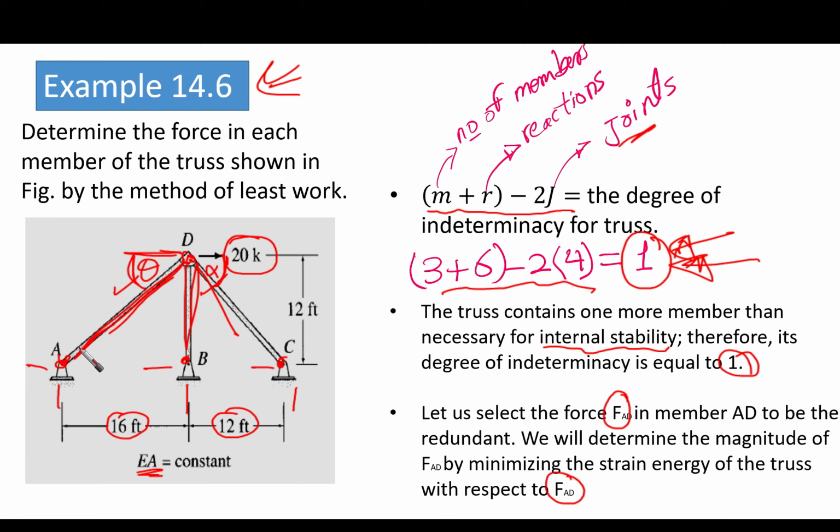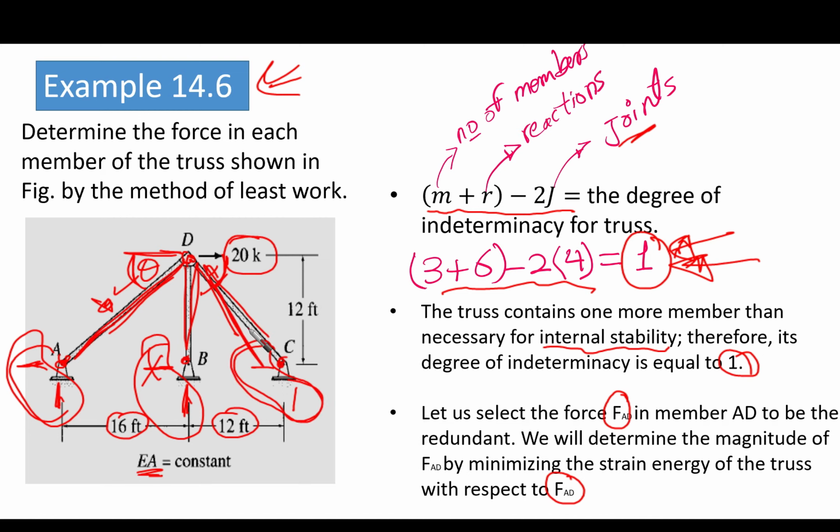Actually, we said that the redundant is going to be one of the members because if you know the force in any member, you can get the reactions easily at the end of the support. If you know this force, then these 2 reactions are going to be available for us. Similarly here, this one is going to be 0, and we are going to have the 2 reactions easily if we could obtain the force in this member, which is member DC. So we can choose any member to be our redundant. We have chosen FAD here.